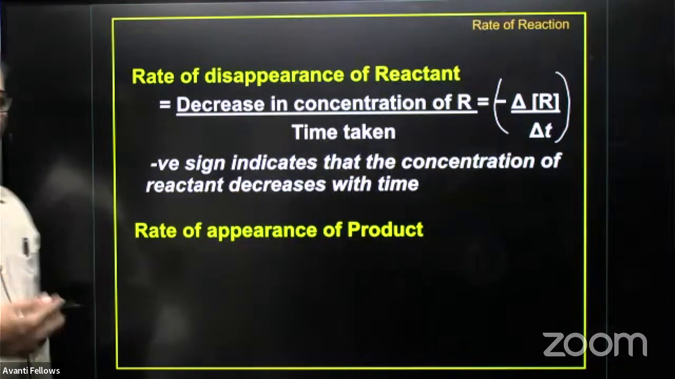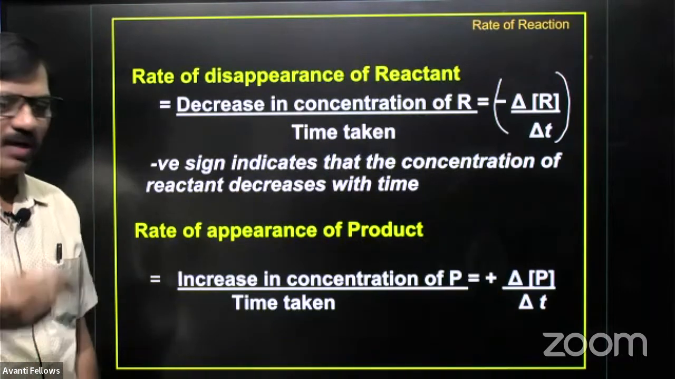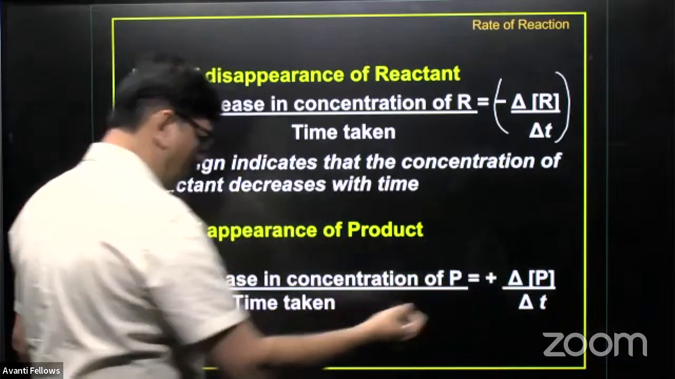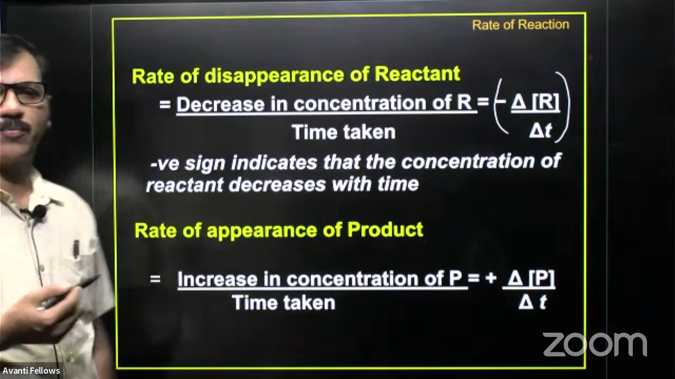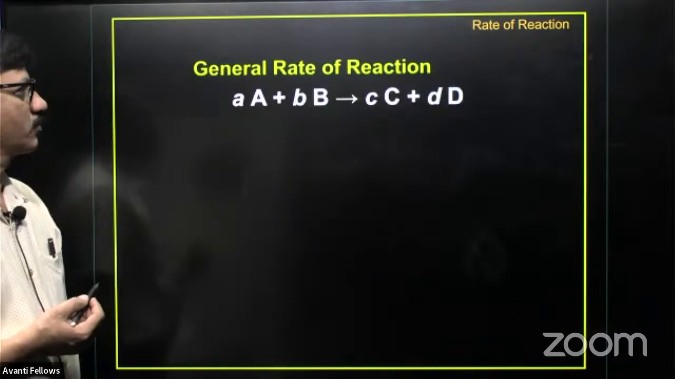Now, rate of appearance of product. The product is appearing more and more, so now there is a positive sign. A positive sign should be written here. So this is the increase in the concentration of P by time taken. Therefore, delta P by delta T.